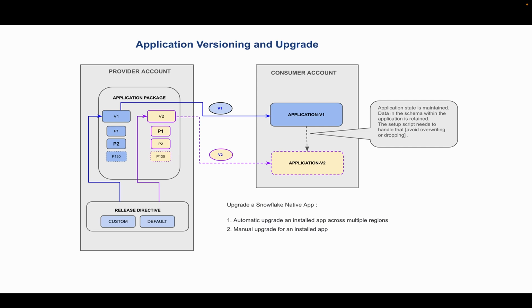When the new version, in our case version 2, is installed on the consumer account as a part of this upgrade process, it is a responsibility of the application framework to ensure that the application state of version 1 is retained, which means any data which would have been created as a part of the application in version 1 should be passed on to version 2 without any loss. Needless to say, the developer will also have the onus to ensure that the setup script is written in such a way that any data created as a part of application version 1 is not overwritten by application version 2 unless it is required.